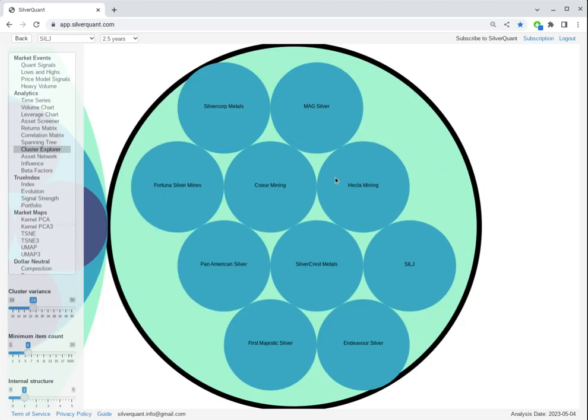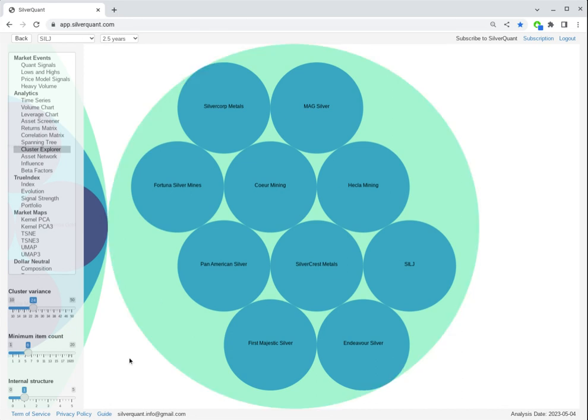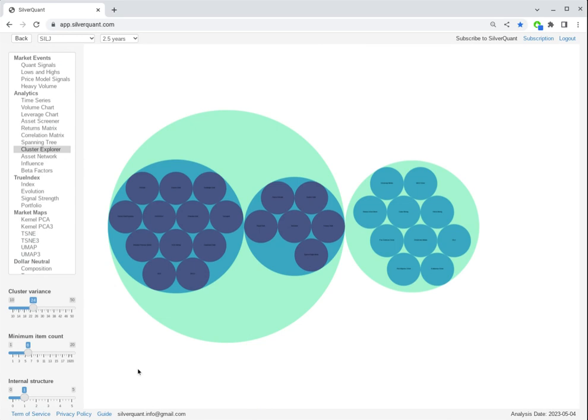And let's take a look at this other cluster here. We've got big silvers. We've got Silvercrest, we've got Pan American, First Majestic, and SilJ. So these have been identified as being separate from the golds and having some shared characteristics amongst them. This is, remember, based purely upon the market data with no human involvement in producing these results. Okay, so if you've been in the precious metals mining sector, maybe these are familiar names to you.